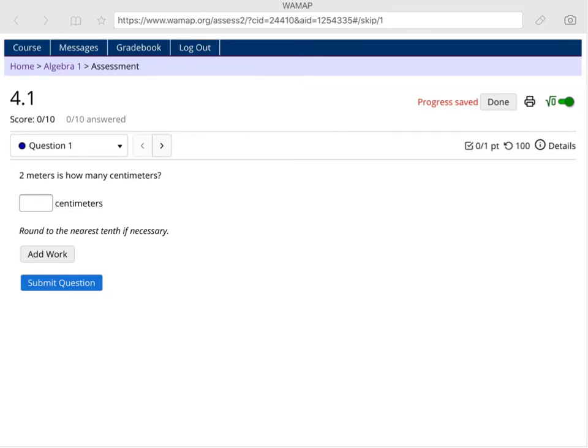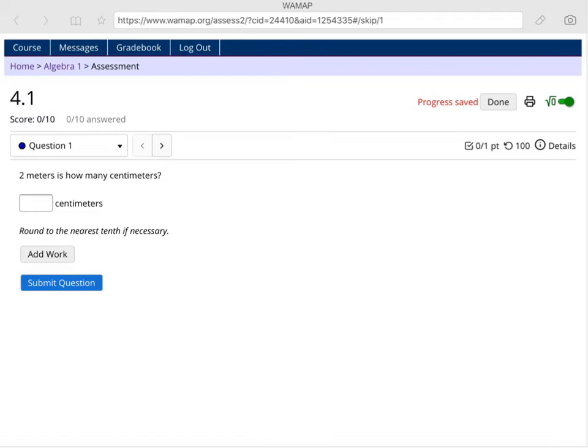I will be illustrating here how to do assignment 4.1 on WAMAP, which is some basic unit conversions, using an assignment on WAMAP here. Now, your numbers will look different. Your problems will be in a different order. Everything is randomized within these assignments, but the basic skills will still be there, even if they are different numbers and in a different order. So let's go ahead and jump into this first problem.